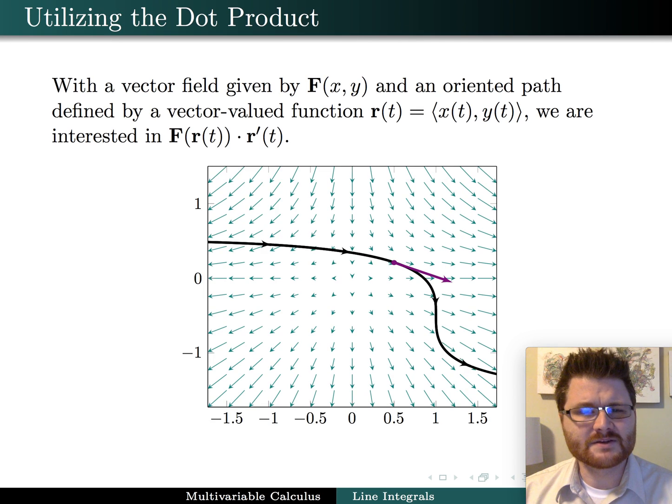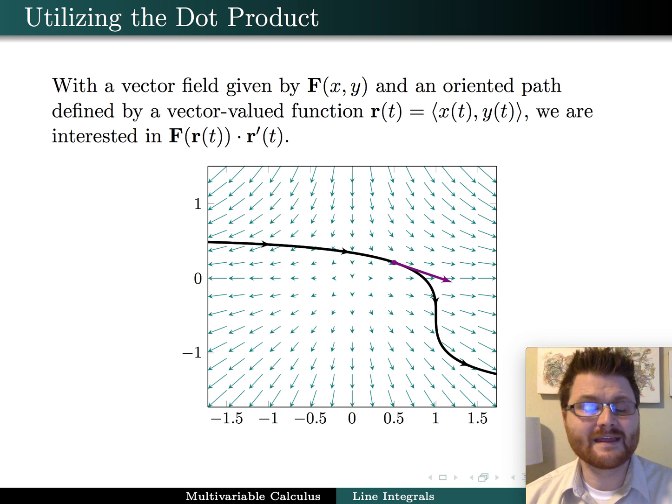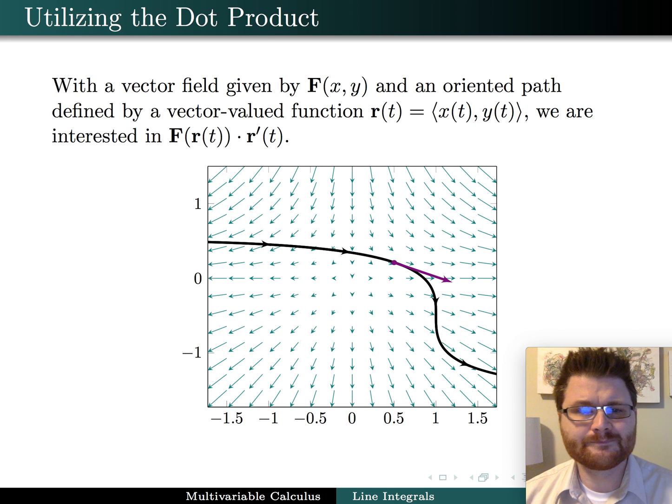So again, here's the picture. We've got some vector field, we've got our path, and at some particular point, the purple vector here is r prime, which shows me what direction I'm moving at the instant where we are at the tail of that vector. So if we dot that with the vector field at that point, that gives us some indication of what we're looking for.